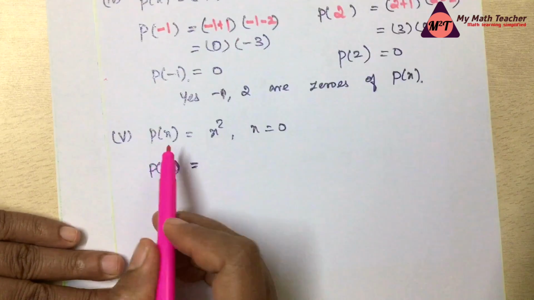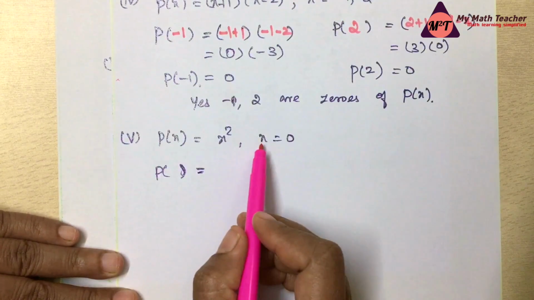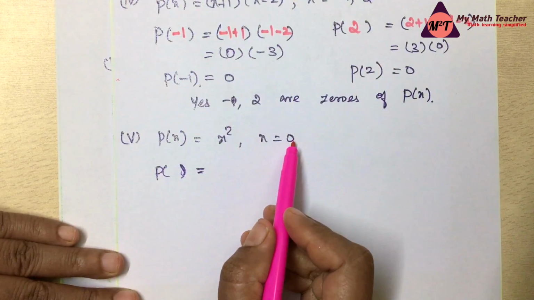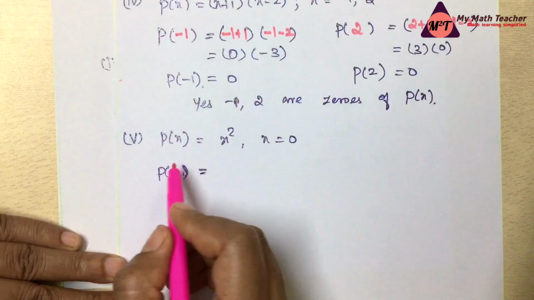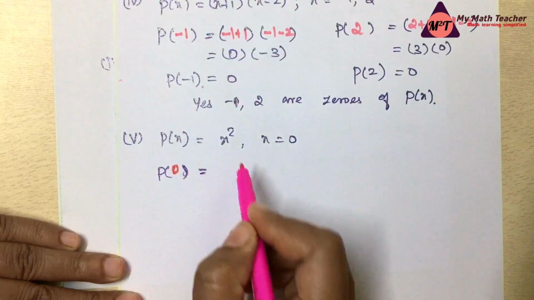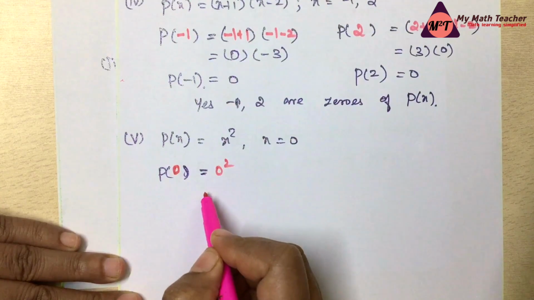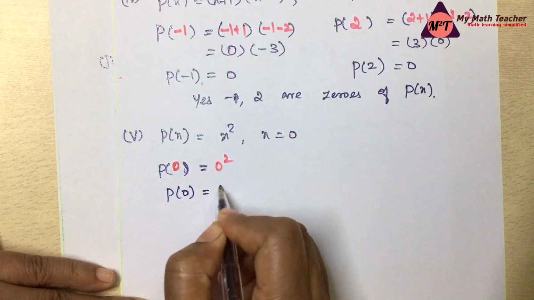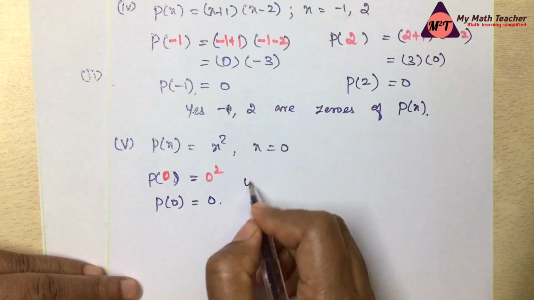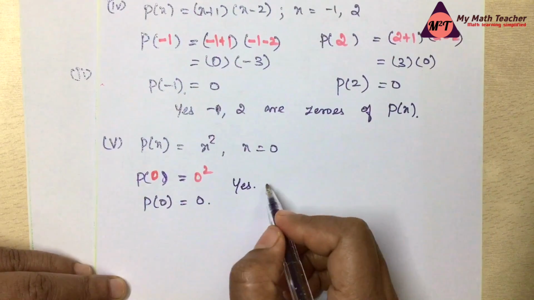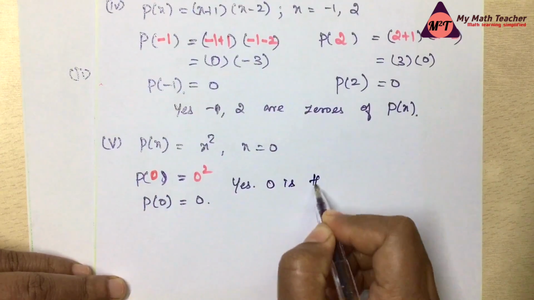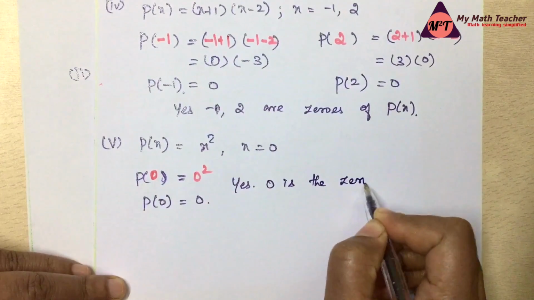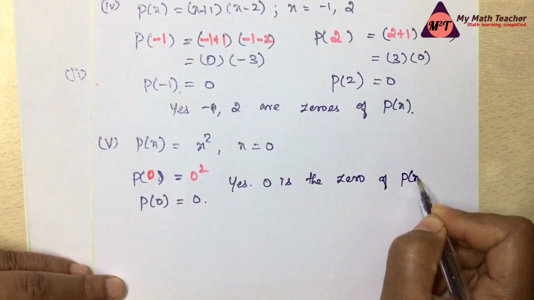Fifth subdivision is p of x is equal to x square. Here the given value is 0 for x. Now instead of x, we have to substitute the given value, which is 0. Now 0 square. 0 square is 0 only. Then p of 0 is 0. Yes, the given value 0 is the 0 of p of x.